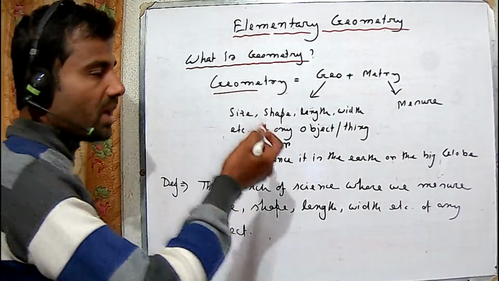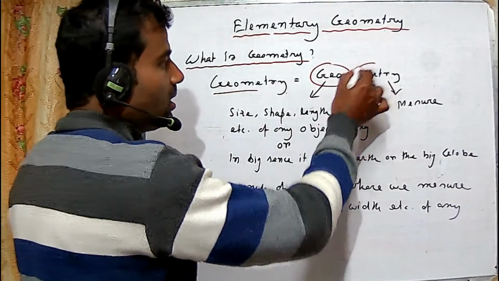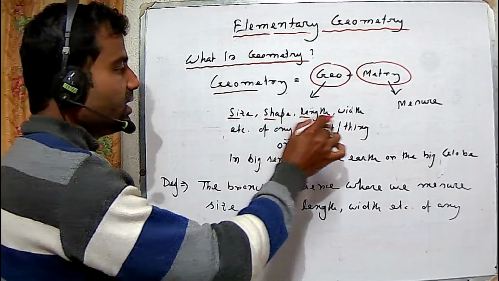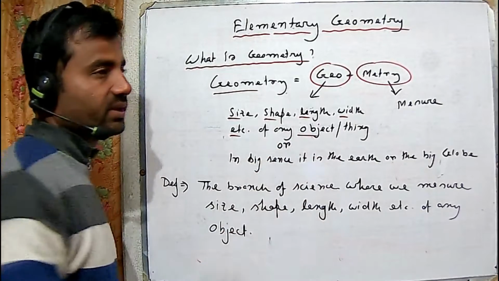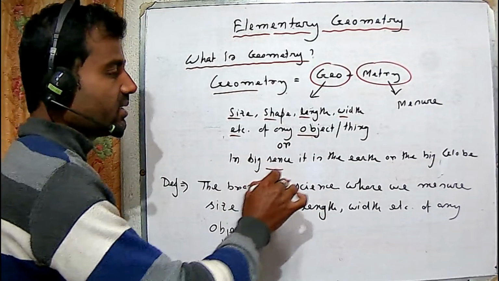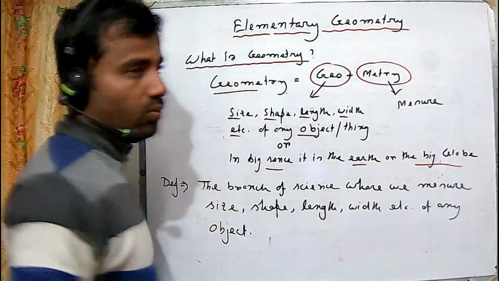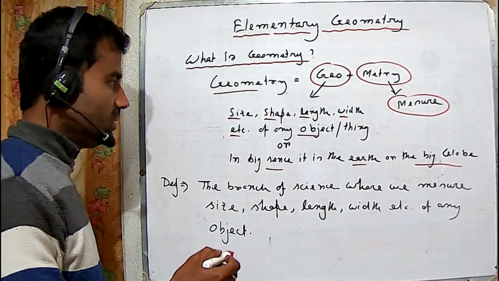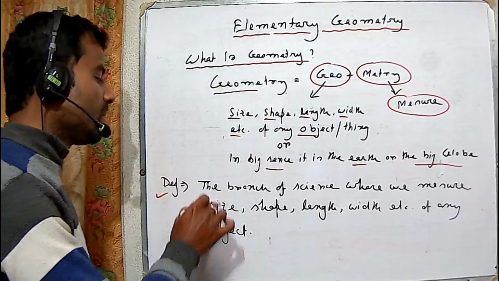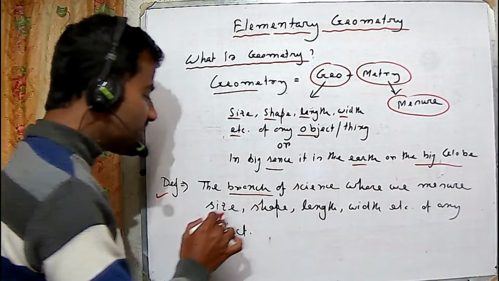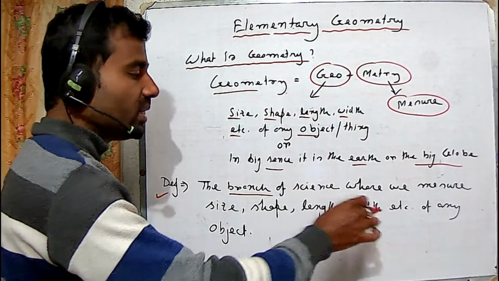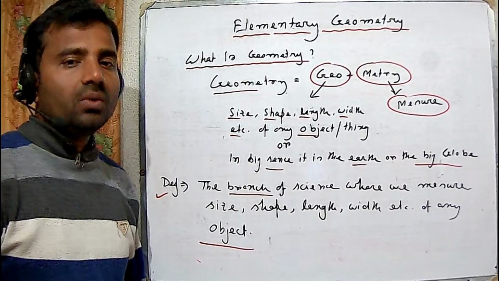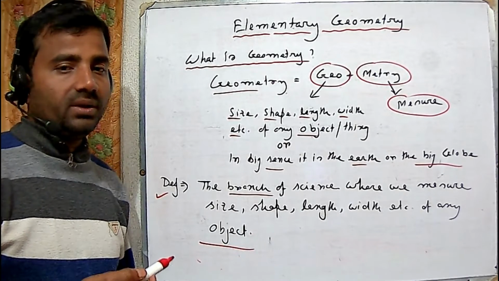Geometry combines two semi-words, geo and metry. Geo indicates size, shape, length, width, etc. of any object or thing, or in a big sense it is the earth or the big globe. Metry indicates measure. That means the definition of geometry: the branch of science where we measure size, shape, length, width, etc. of any object. It is a branch of science where we measure anything.